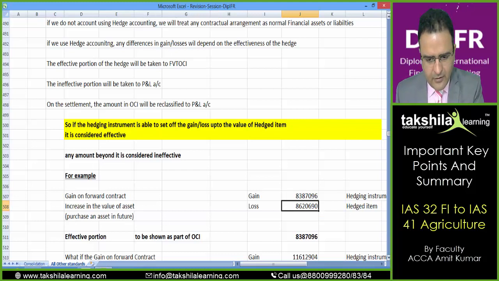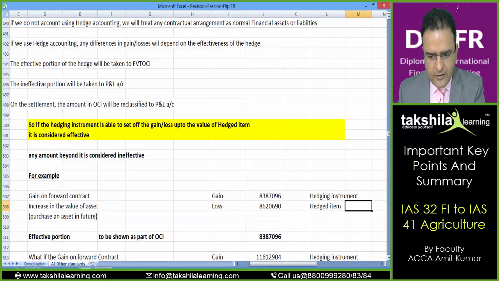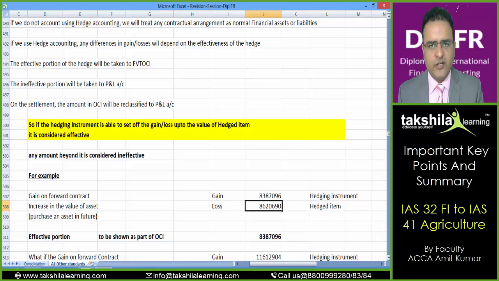Now in this example, if you notice, there is a gain on forward contract which is 83,87,096. There is an increase in value of an asset which is 86,20,000. Now up to the value of the hedged item, up to 86,20,690, it can be considered effective. Up to the gain or loss on the hedged item can be considered effective. So any gain on forward contract is effective up to this item. That means up to 86,20,690 it could be effective. So we reached the gain of 83,87,000, and this is the effective portion to be shown as part of OCI.